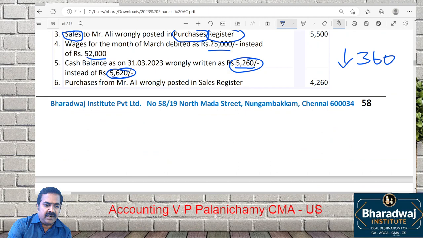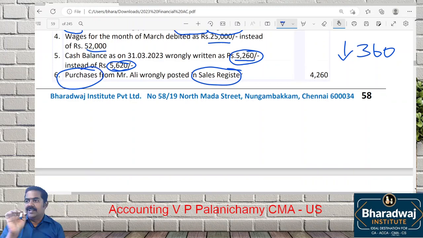Purchase from Ali was wrongly posted in here also. Which account gets affected? Purchase account and what? Sales account gets affected. It is not an error in journal. It is an error in what? Account. So purchases you should debit. Sales was wrongly recorded, you have to cancel.